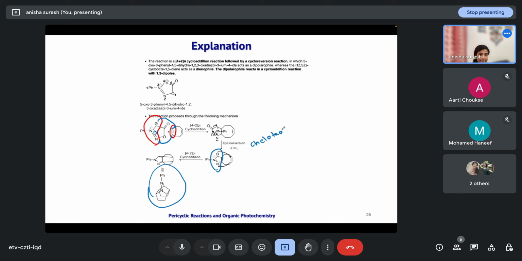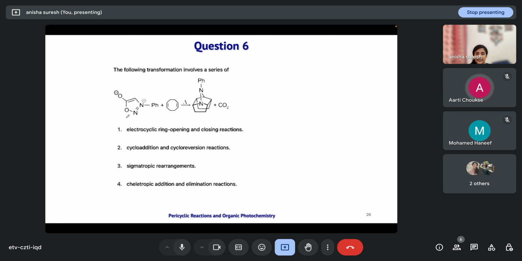Okay. This can be named a chelotropic reaction as well, since a molecule of CO2, a small molecule, is getting removed. That we will be learning in the upcoming lectures. Clear? Yes, ma'am. Okay. So this transformation involves a series of cycloaddition and cycloreversion reactions.